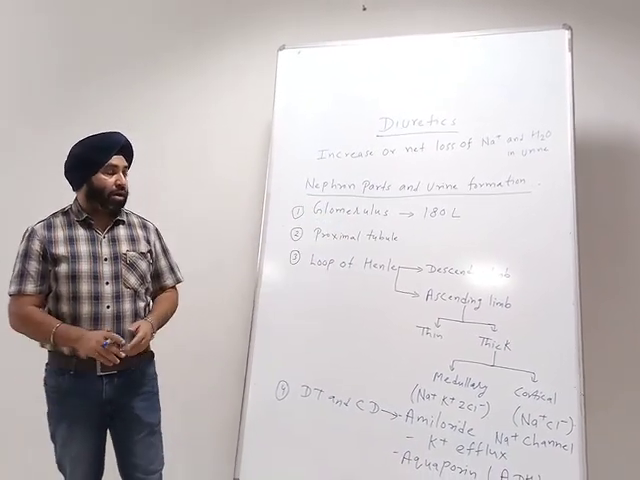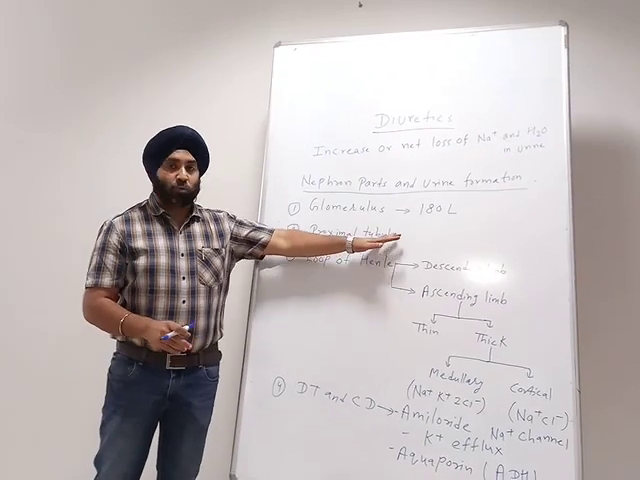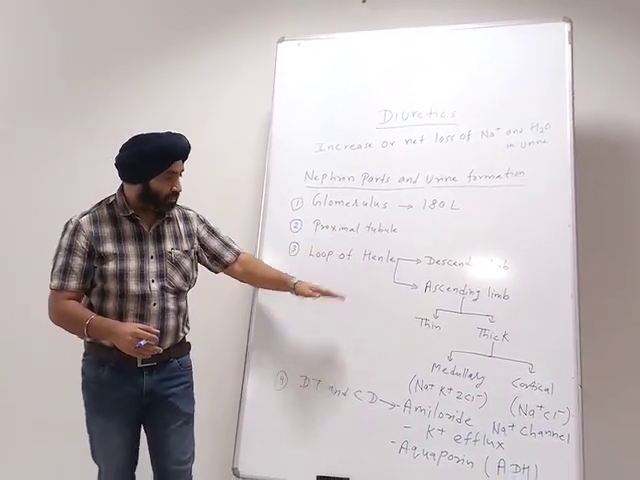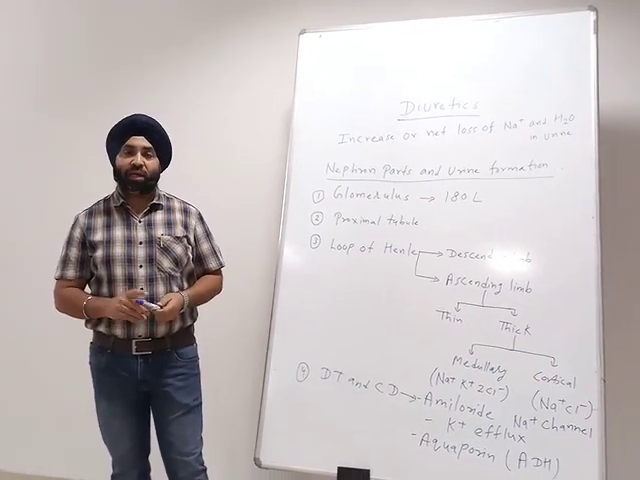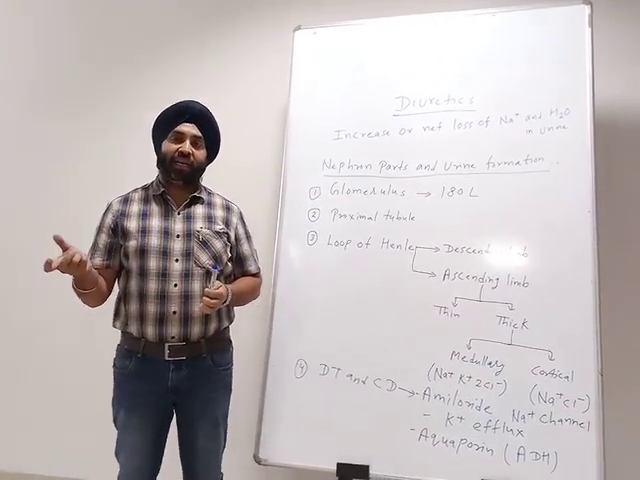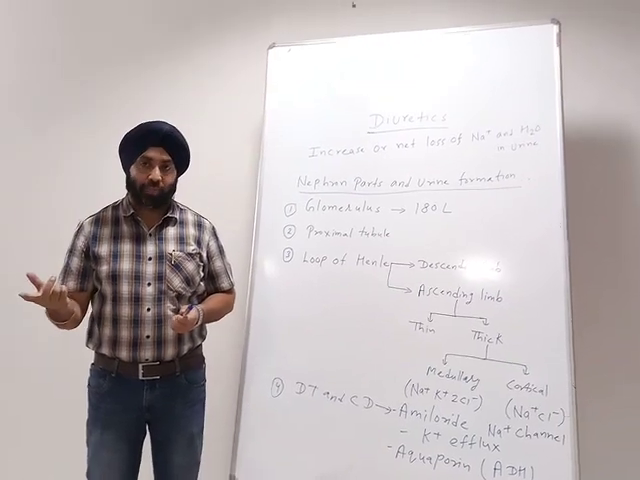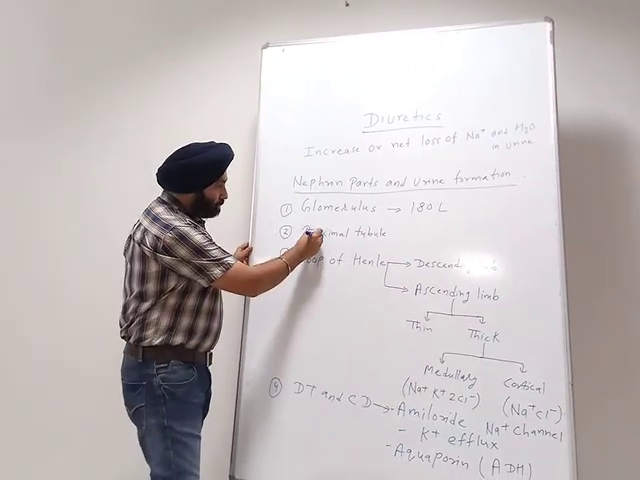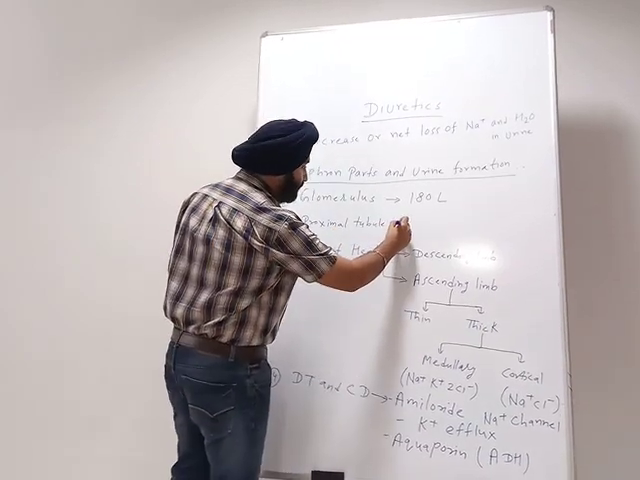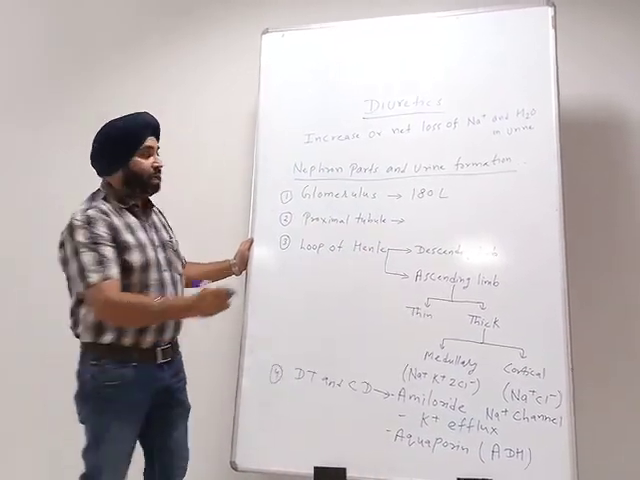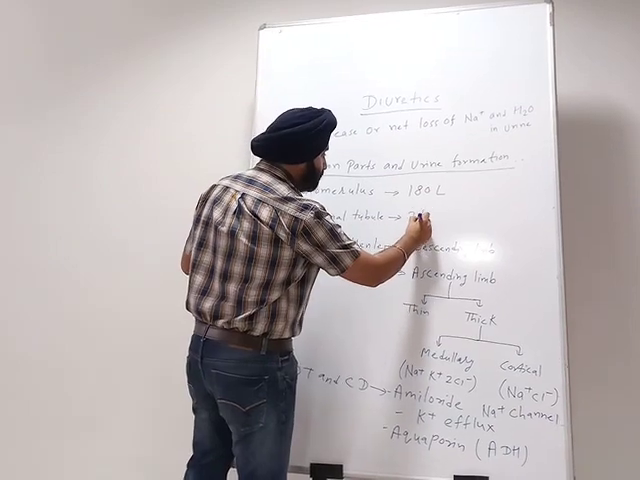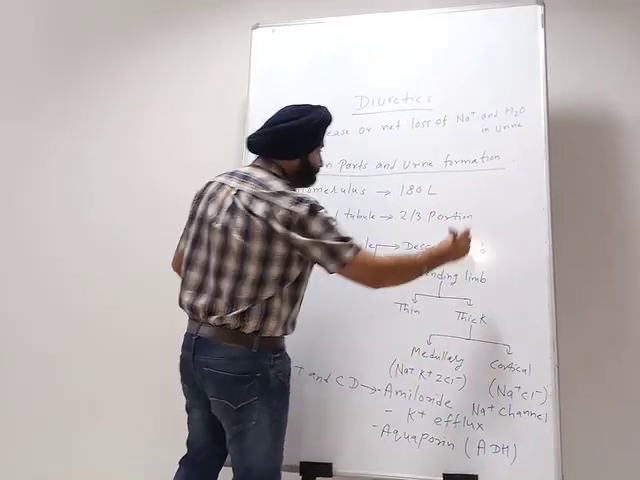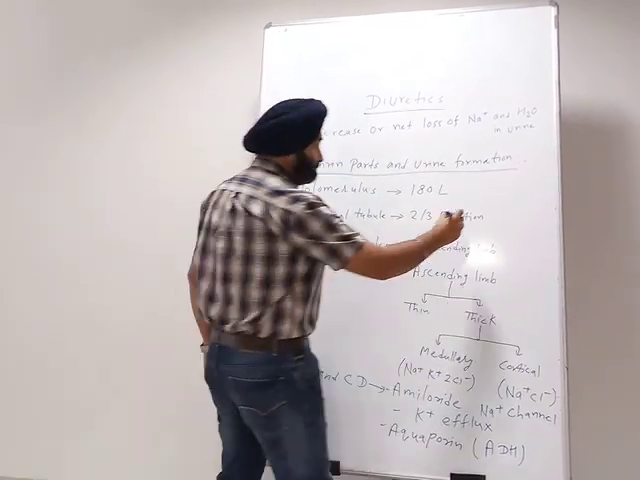Most of the portion is again reabsorbed from the different parts of the nephron. Only the net 1.5 liters of urine per day is excreted from the body. In this reabsorption, the first part, the proximal tubule, plays an important role as it reabsorbs the 2/3 portion of the filtrate.